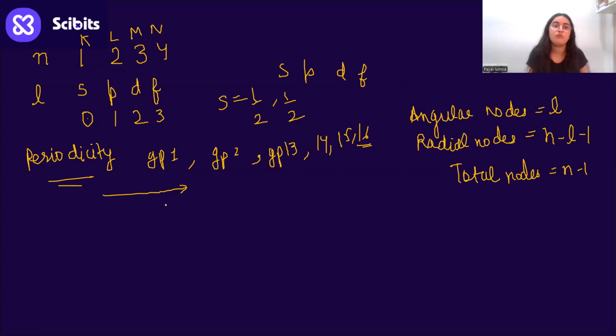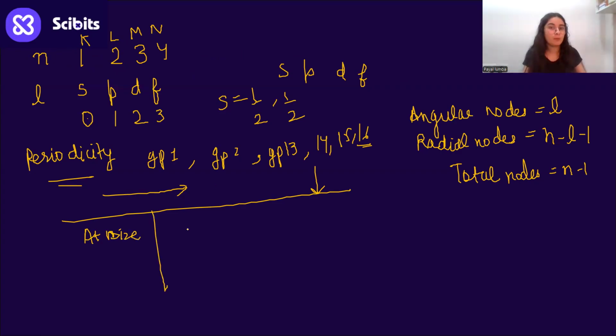Okay. So if we go from left to right along a period, or from top to bottom down a group, what happens is atomic size changes. When we go from left to right, atomic size decreases. And when we move from top to bottom, atomic size increases.